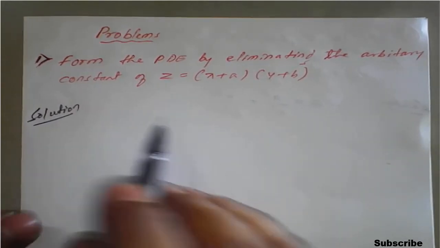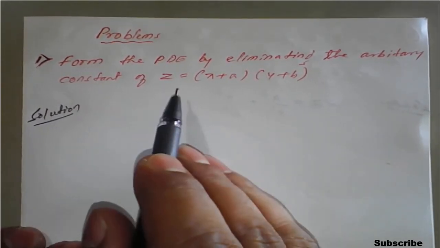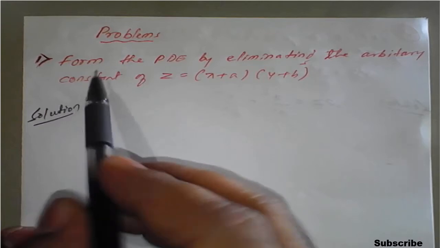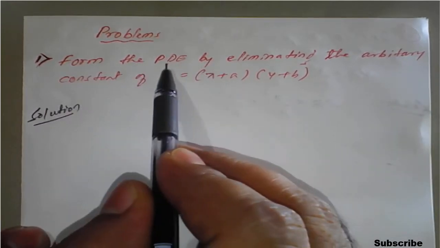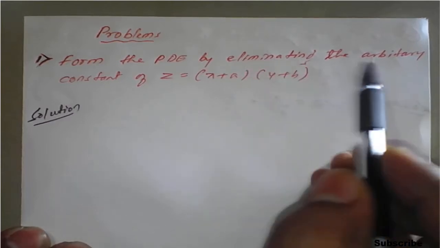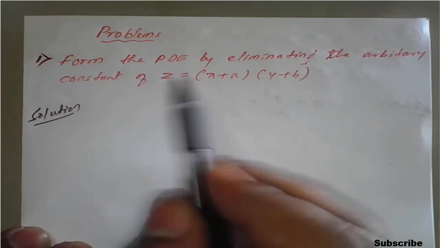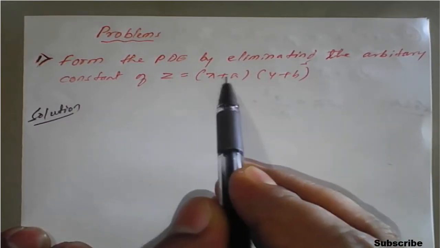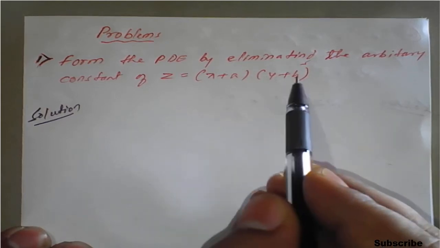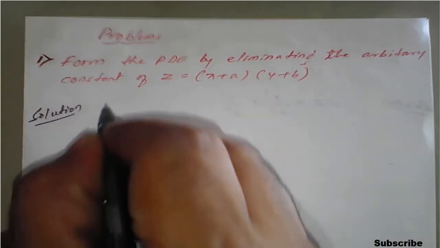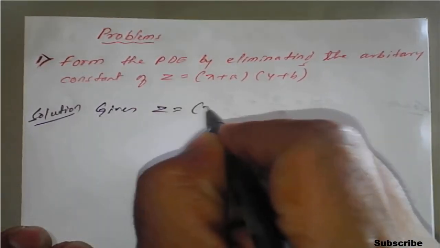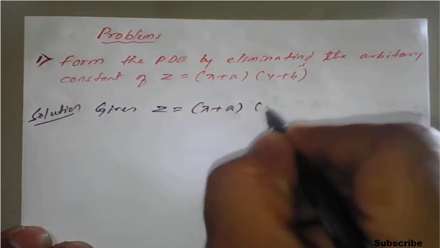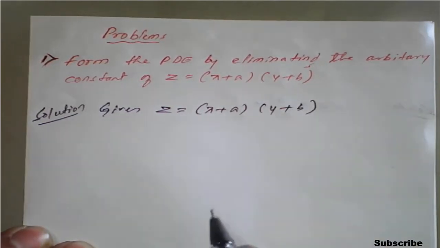Now the problems based on eliminating the arbitrary constant. So I have taken the first example. Form the PDE, that is partial differential equation, by eliminating the arbitrary constants of the equation z is equal to (x plus a)(y plus b). So given z is equal to (x plus a)(y plus b).